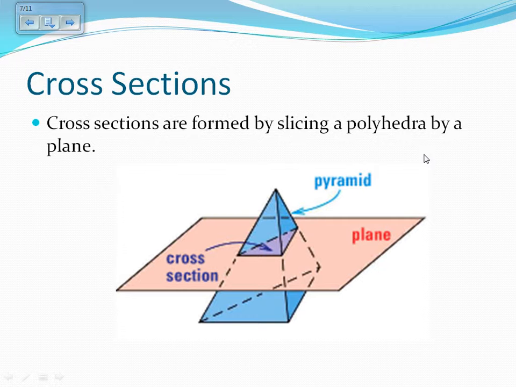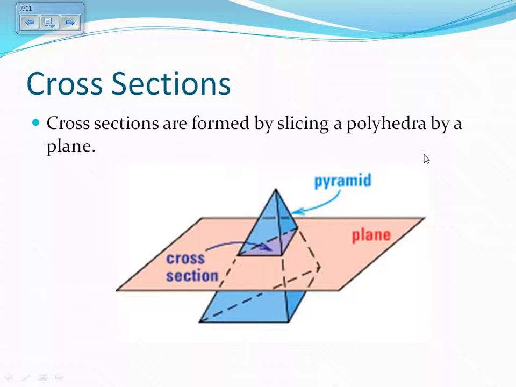Now, cross sections. You guys have probably heard of this. Cross sections are formed by slicing any 3D object by a plane. So imagine taking a sharp knife and just cutting right through it. The cross section is the part where it overlaps. See how it's shown in purple here? Everybody see that? So it's like somebody chopped off the top of the pyramid. The purple slice is called the cross section. It's going to be a triangle here.